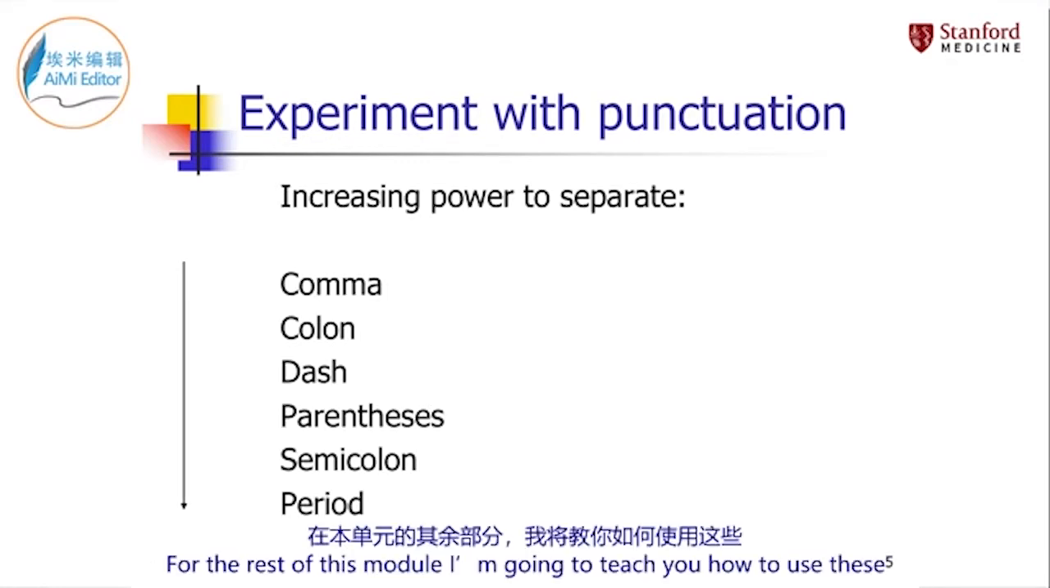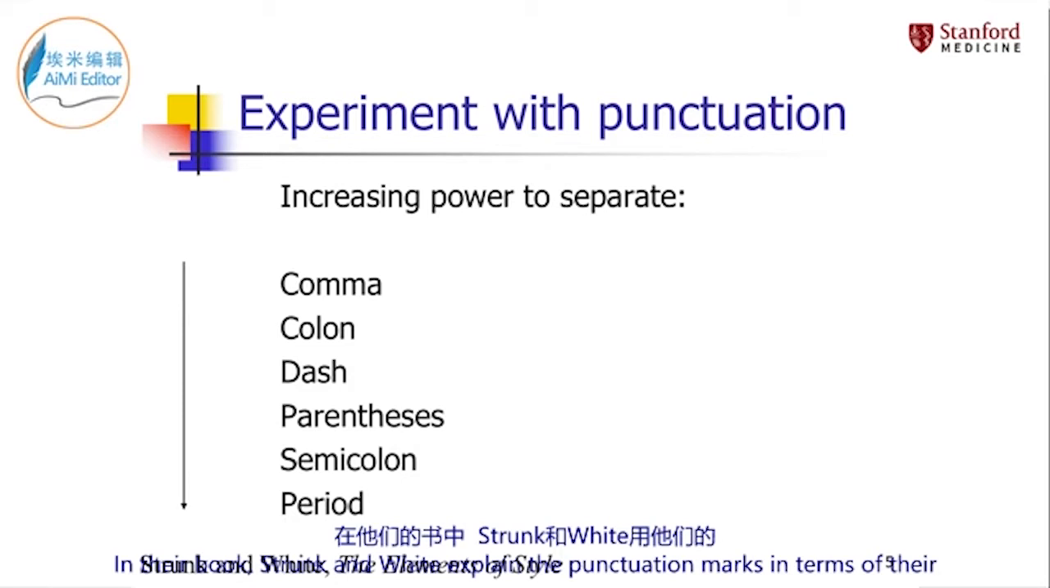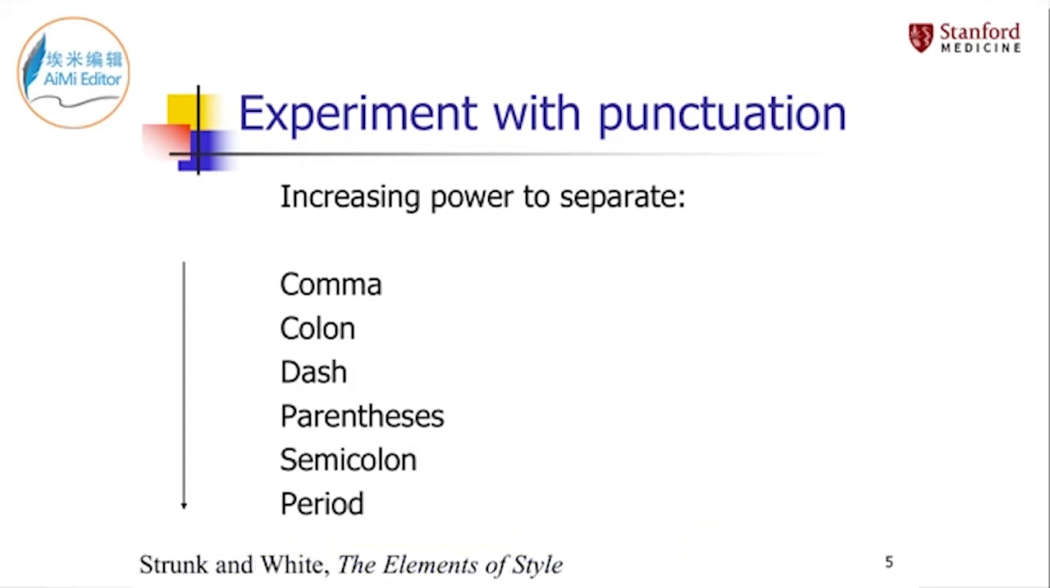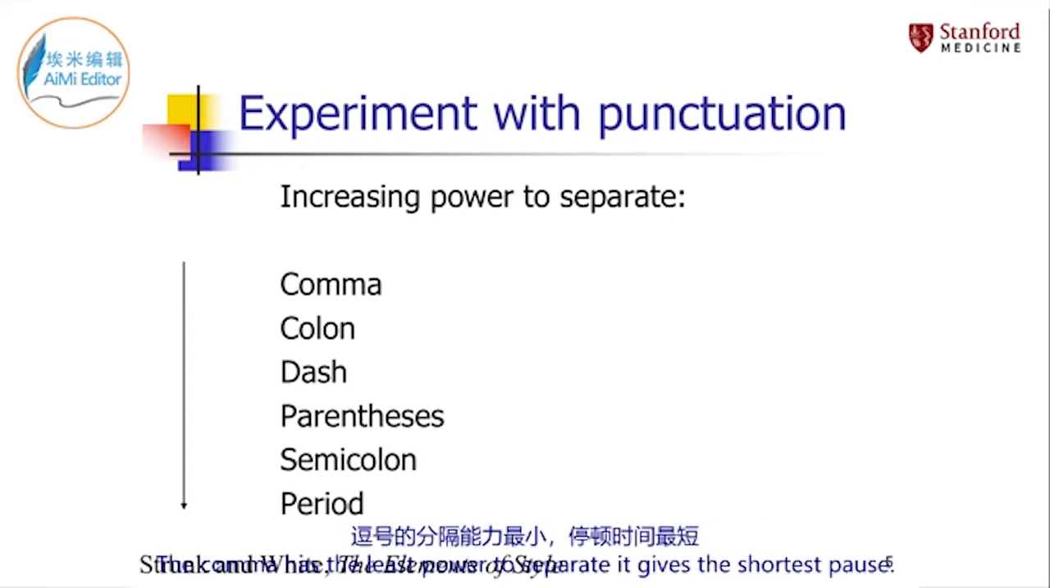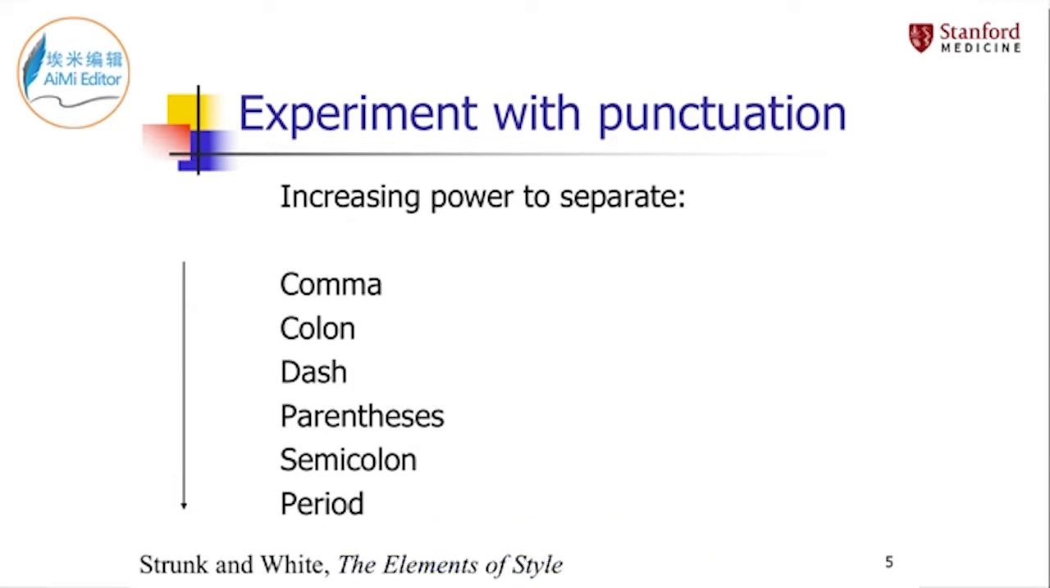For the rest of this module, I'm going to teach you how to use these punctuation marks. In their book, Strunk and White explain the punctuation marks in terms of their power to separate, and I think this is a good way to think about it. The comma has the least power to separate. It gives the shortest pause. And the period has the most power to separate because it denotes a complete stop.